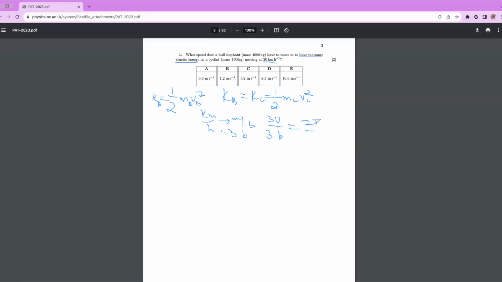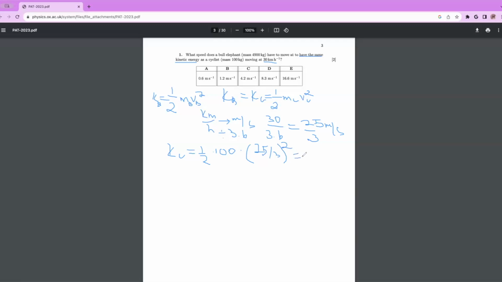we'll get that his velocity is 25 over 3 meters per second. So now we have the guy's velocity, and actually we have everything we need to solve for the kinetic energy of the cyclist. So the kinetic energy of the cyclist is going to be 1/2 times his mass, which is 100 kilograms, and then his velocity squared. And this time it's in SI units. So you have 25 over 3 squared.